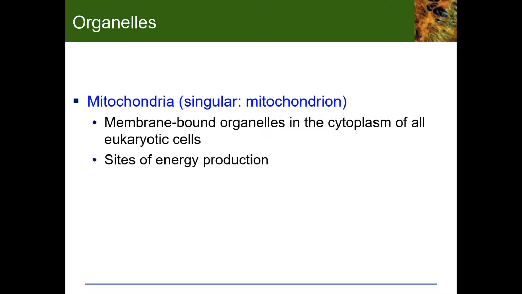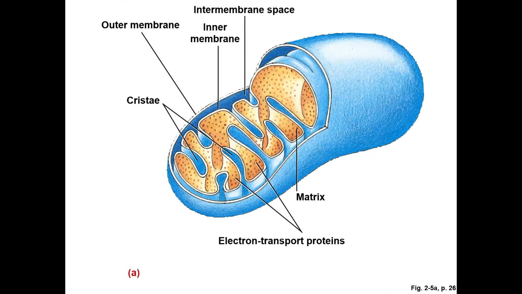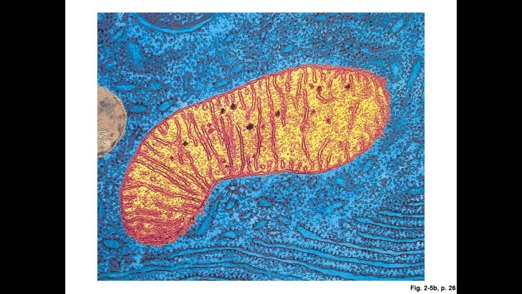Okay, mitochondria are membrane-bound organelles in the cytoplasm of all eukaryotic cells. They are the sites of energy production. So here's a cross-section of a mitochondrion, and mitochondria are also unique because they have their own DNA, and we'll probably talk about this a little bit later if we get into the endosymbiont theory at all. But again, mitochondria have their own DNA apart from the DNA in the nucleus of the cell itself. So that's probably a transmission microscope picture of a mitochondrion.